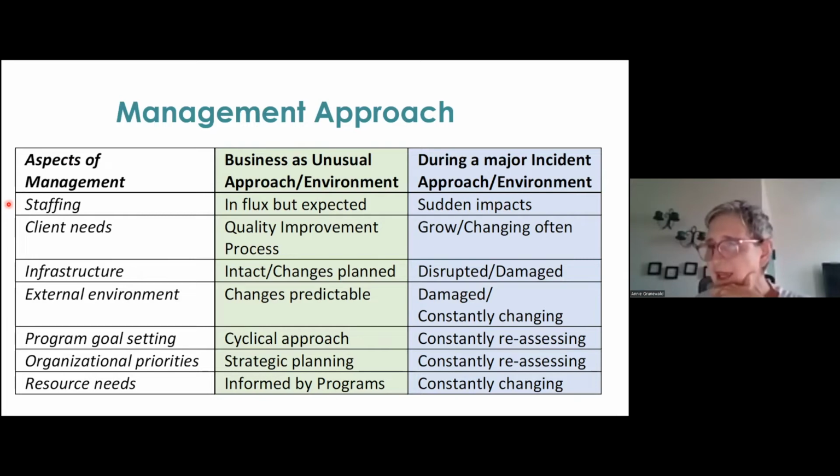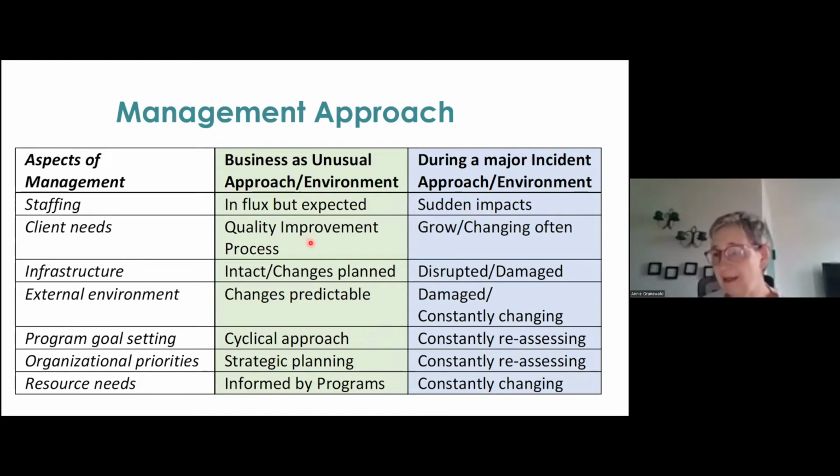So for staffing, your staffing is in flux, and some of you more than others. And I know you've had a lot of challenges, social service, human services organizations, over these past few years. But in general, it's in flux, but it's expected, and you have mechanisms to deal with that if you're not in an emergency state. During an emergency, there are all kinds of sudden impacts, and the impacts just keep changing. Maybe first it's folks can't get to your facility, and then it's the mental health impacts that may happen further down the line. So a lot of changes there.